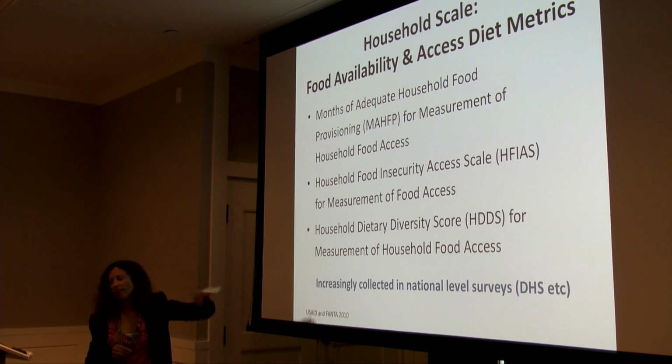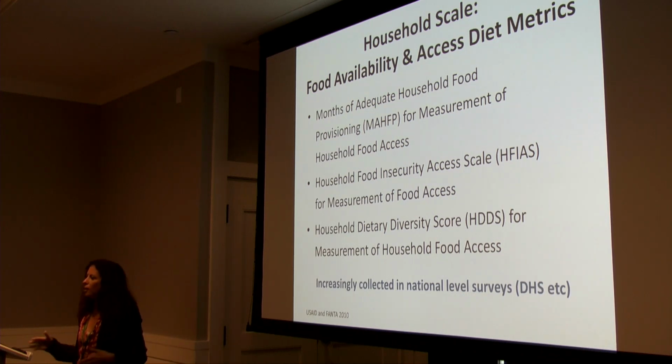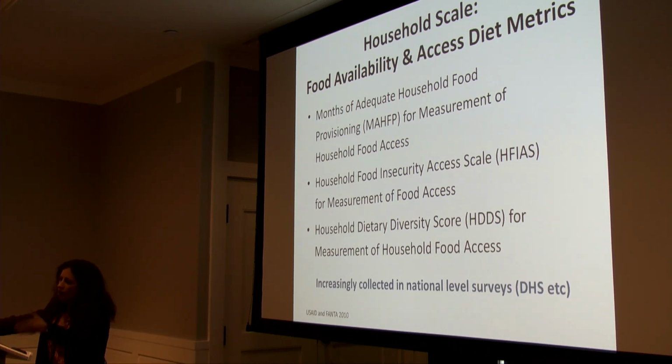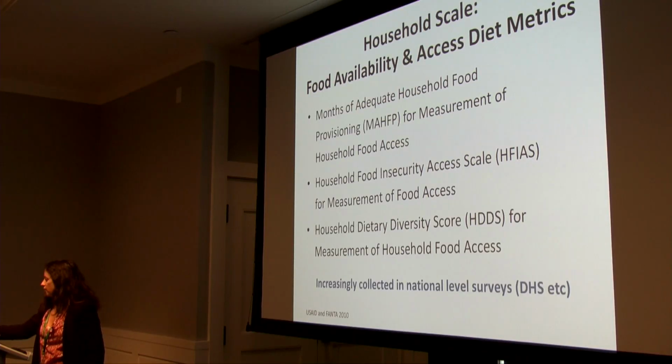The food insecurity access scale is a coping scale. It's 10 questions. If you don't have enough food, I had to do X. I had to take my child out of school. I had to borrow money. I had to sell my livestock. So that's a coping metric. The top one is more of a food availability metric, and the last one really starts to get at nutrition and diets.